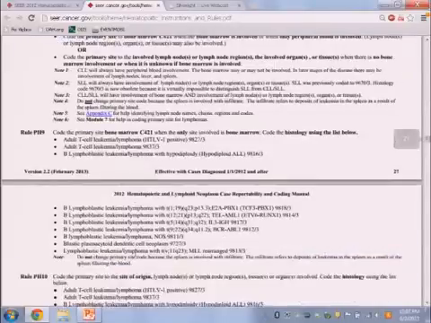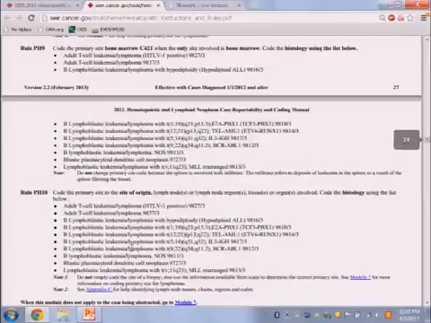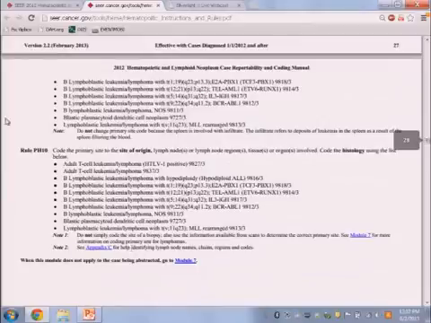Okay, so let's look at the next one. Did it say 10? Yes. Code the primary site to the site of origin. So it doesn't really tell you if it should be bone marrow or skin, does it? Because it doesn't matter. Either one is correct. If I were doing the case, I would code it to bone marrow.